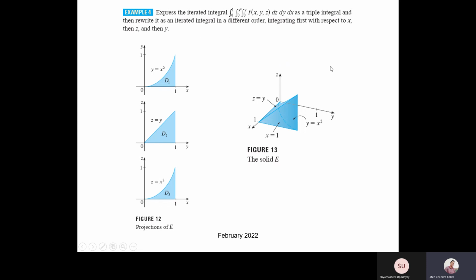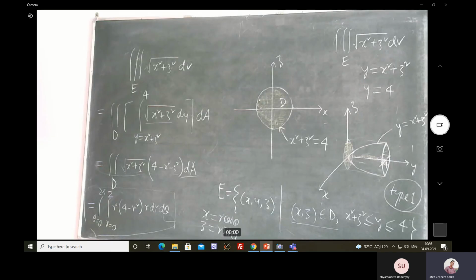Because your tutorial sheets are going to contain a lot of examples, and you'll be able to work them out pretty easily. Okay, so now we are going to move to triple integral in polar coordinates.